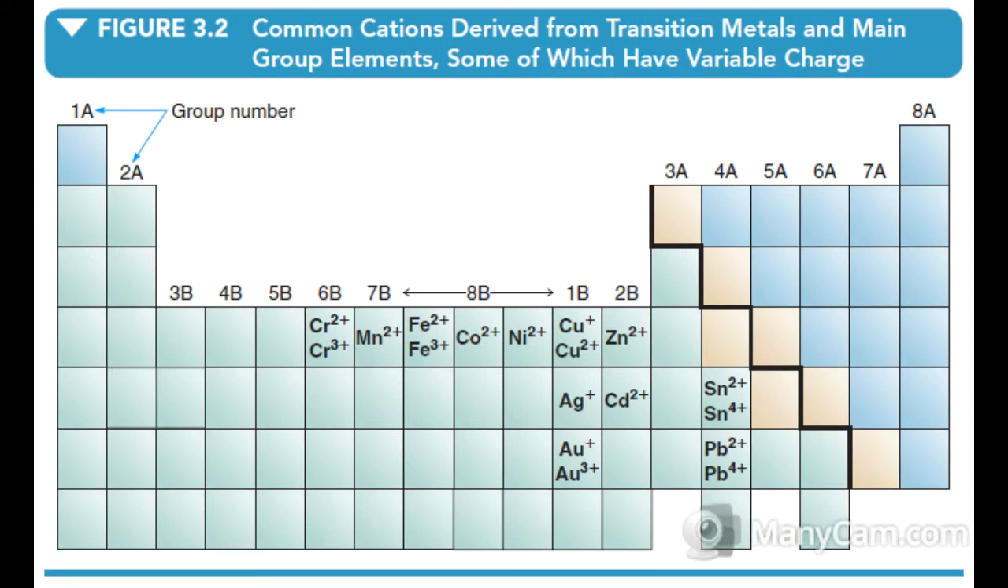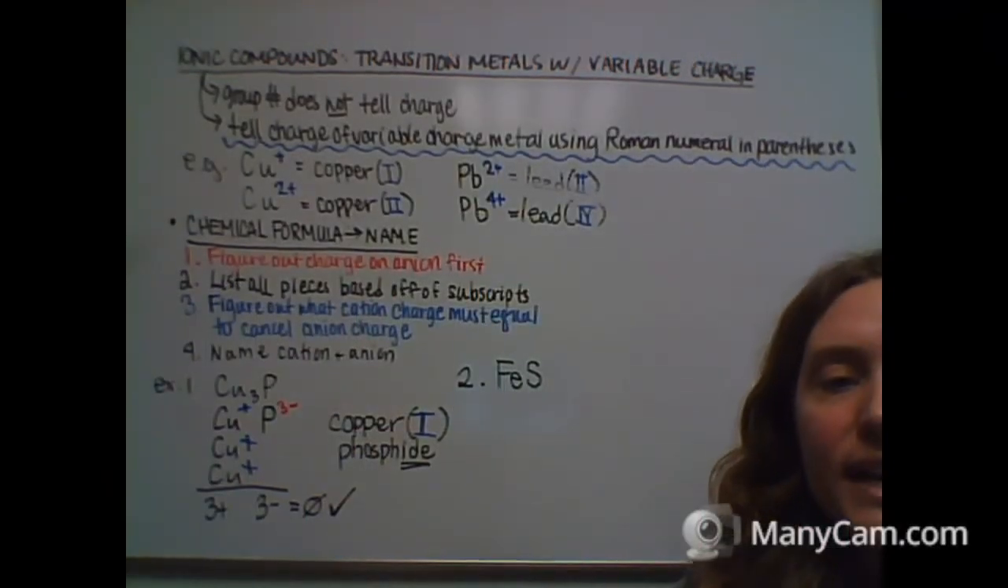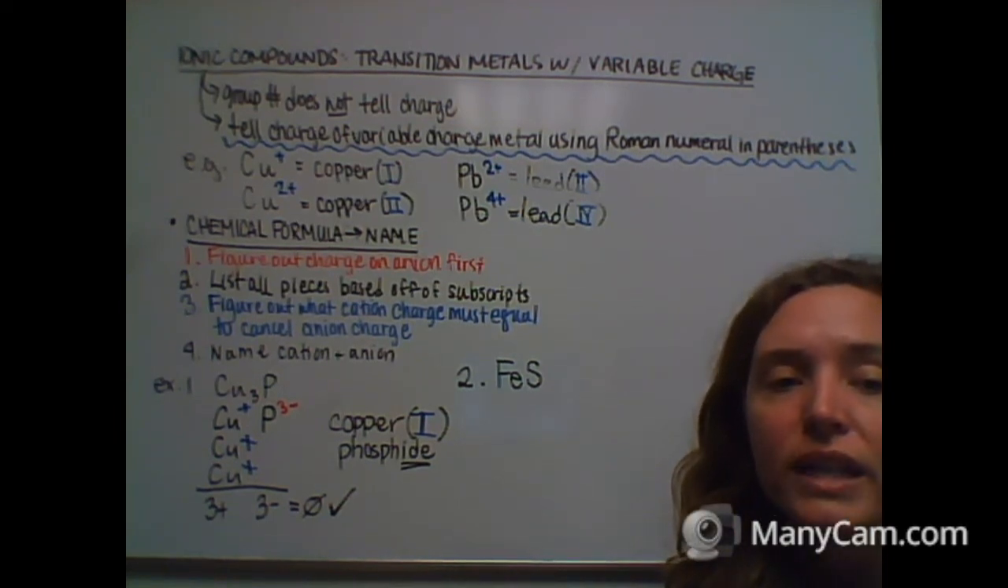Yes, it is. In group 8B, it can have a 2+ or a 3+ charge. So it's up to us to figure out which one it is. And so let's find out. Using the steps that we have written, we're going to figure out the charge on the anion first.